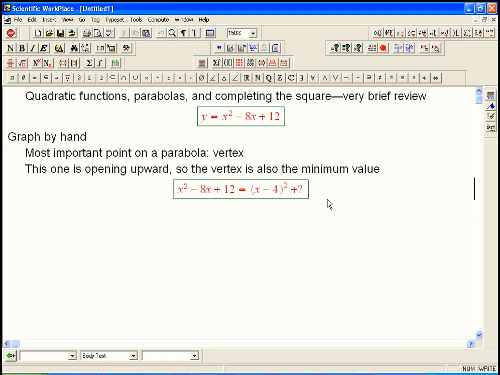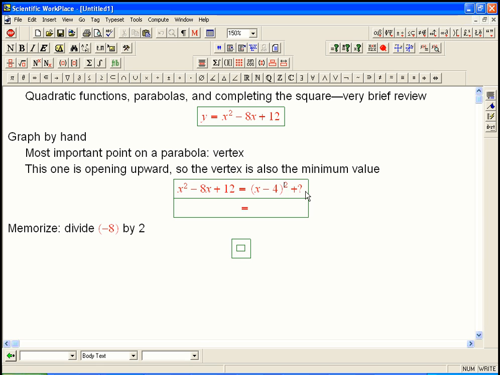That's the thing to memorize. The only thing you really have to memorize is to divide that coefficient, in this case minus 8, by 2. And in general, it's just going to be the coefficient there. Now, there are some other subtleties that can happen, but that's the main thing you need to memorize. So actually, let me just continue this. Now, what do I need to fill in here?